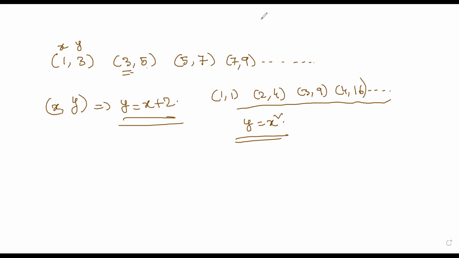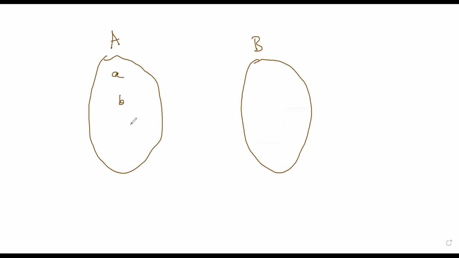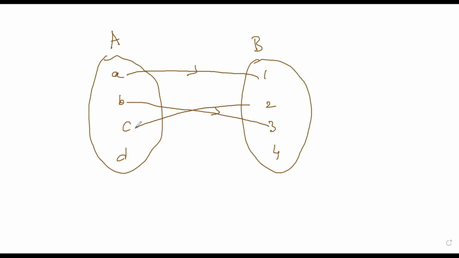Next, it maps two sets A and B. Let us say this is set A and this is set B. A, B, C, D and 1, 2, 3, 4. A maps with 1, B maps with 3, C maps with 2, and D maps with 3. Like this, A maps with 1, B maps with 2, C maps with 3, and D is not mapped. Is this a function?